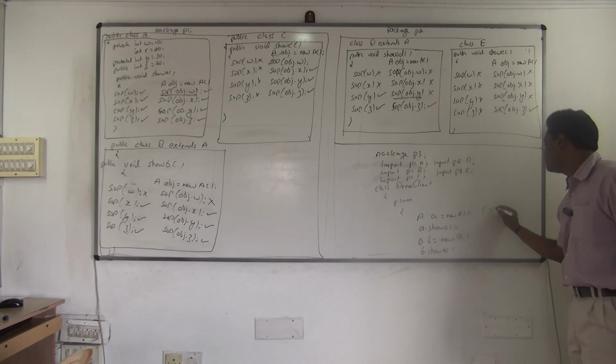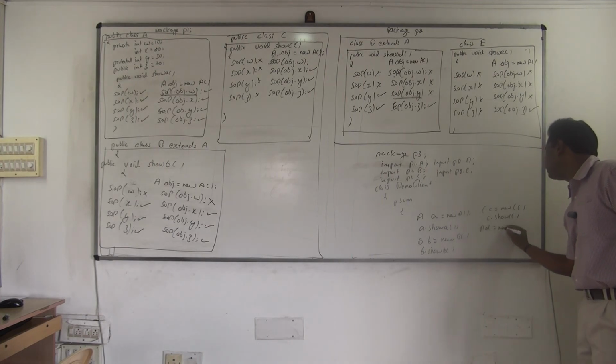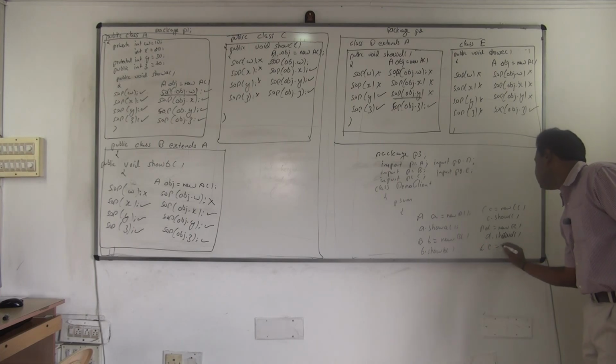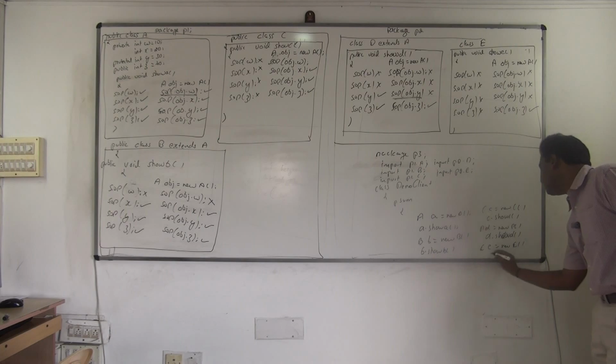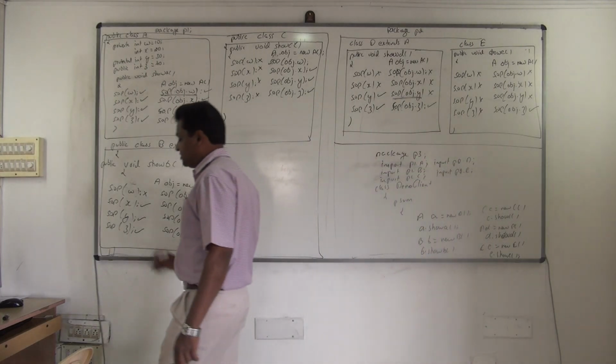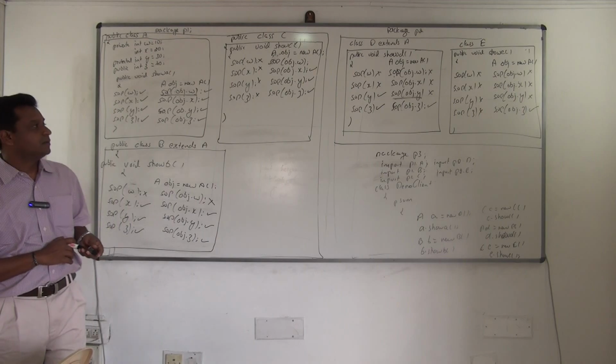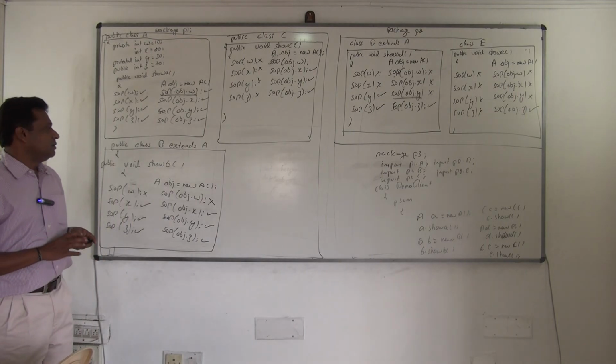Create the object now. What? CC is equal to new C. C dot show C. DD is equal to new D. D dot show D. EE is equal to new E. E dot show E. Call all the methods. As simple as this. See, a restricted way of giving access. How you can restrict? Clear this?